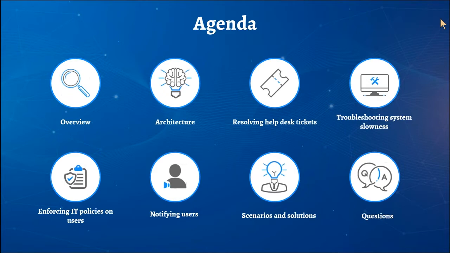Second, I have taken the most common issue in PCs, which is system slowness. Let's see how we can use tools in Desktop Central to troubleshoot this. And third, in an organization, enforcing IT policies is very important, so we'll see how Desktop Central can be used here. And finally, we'll see how you can use Desktop Central to alert the end users in emergency situations, like when your Microsoft Exchange server is down.